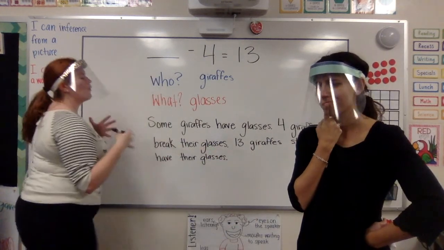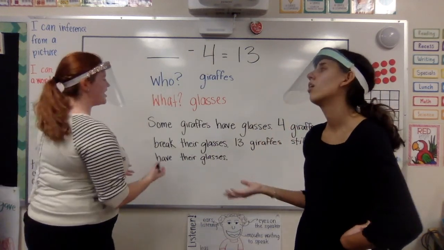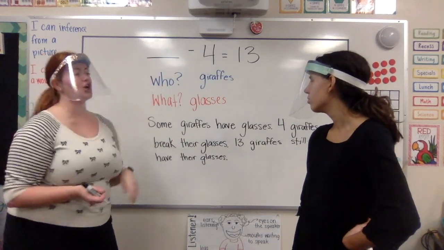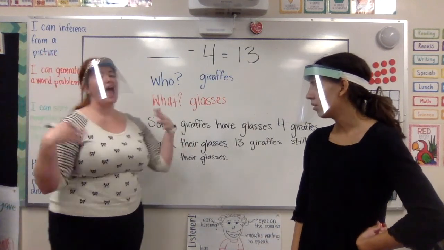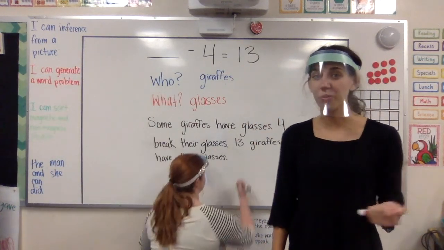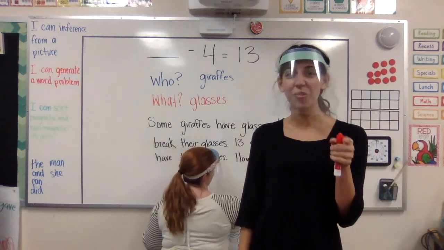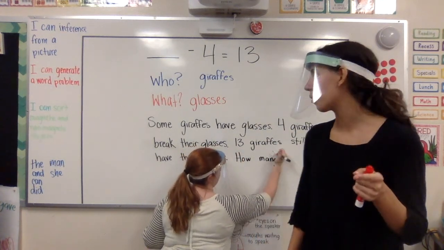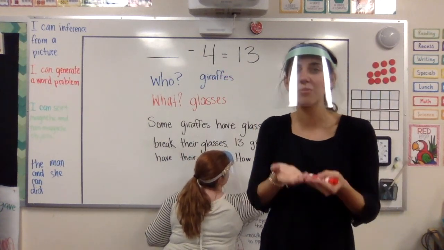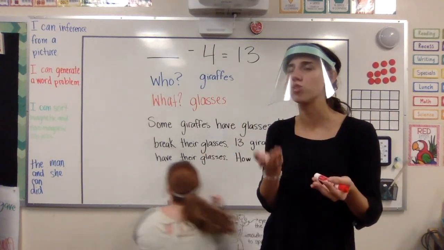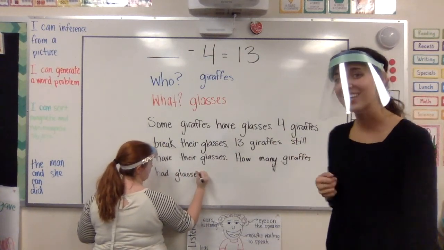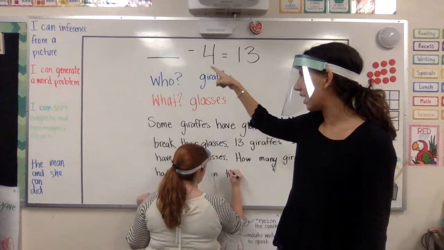But Miss Lestico, we don't have a question. All we have right now are sentences. We didn't ask a question yet. Oh. Our mystery number is what they started with. So we need to ask a question. How many giraffes had glasses in the beginning? Oh, in the beginning is a really important key word that helps the reader of your word problem know that it's going to be a start unknown problem because we don't know how many was in the beginning or how many they started with. So we are wondering how many giraffes had glasses in the beginning.